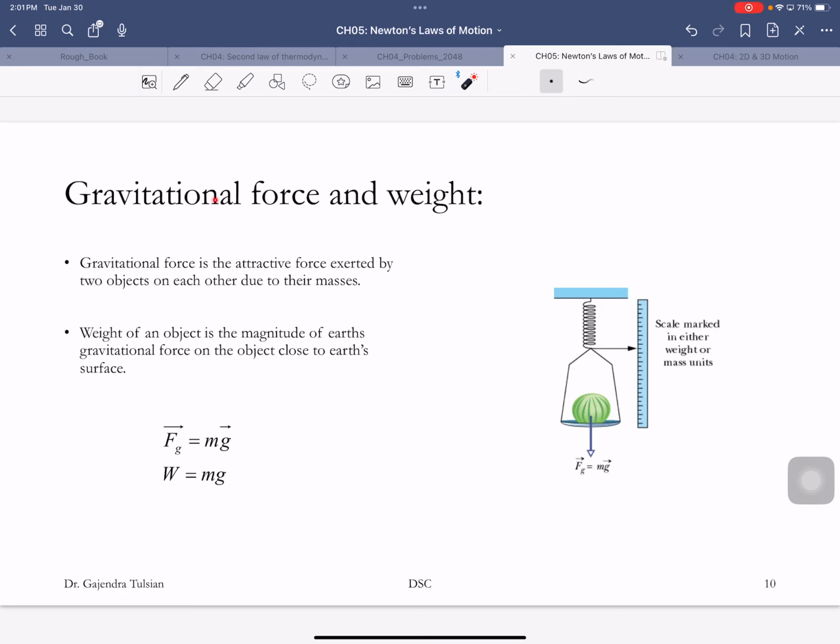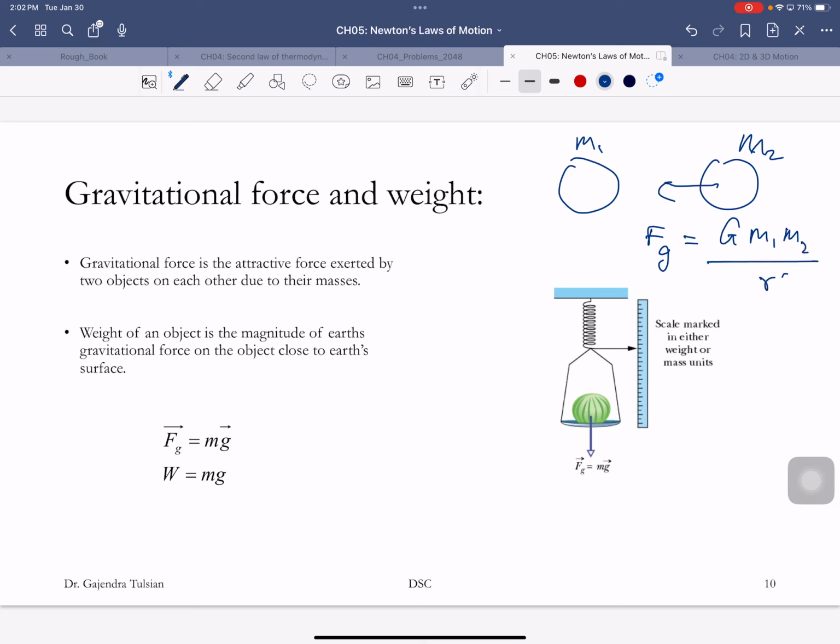Gravitational force, we'll learn more about this in chapter 13. But what Mr. Newton found was every mass attracts every other mass. And the force of gravity is given by this equation. G is the universal gravitational constant. The gravitational constant is the same whether it's two amoebas attracting each other or two planets attracting each other. Mass of one times mass of the other divided by r squared. r is the distance from the center of mass to the center of mass.